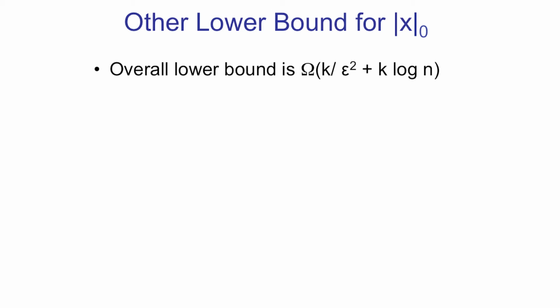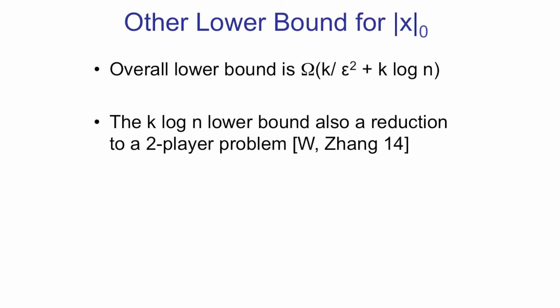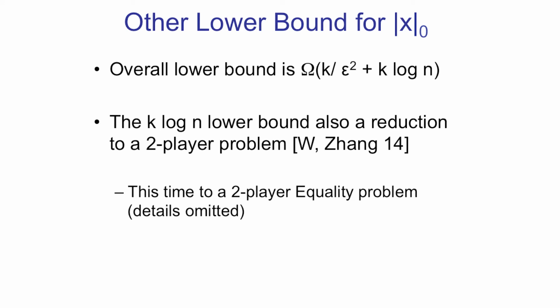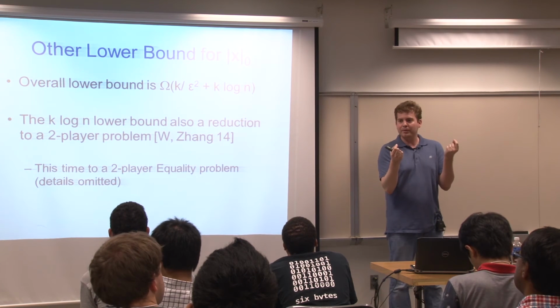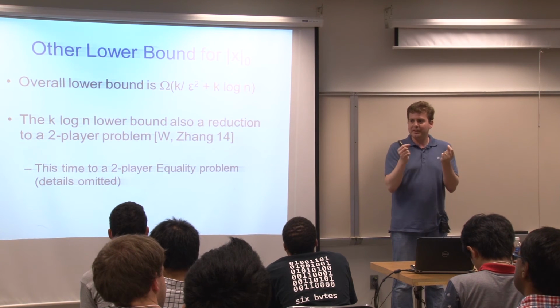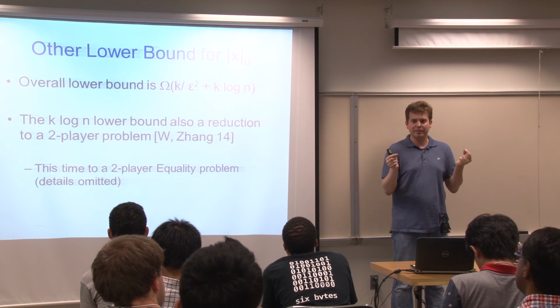Let me just wrap up. The overall lower bound is k over epsilon squared plus k log n. I didn't describe the k log n, but it also is a reduction from a two-player problem. This time it's a reduction to a two-player equality problem. Two-player equality in the private coin model, the model we've been discussing, requires log n bits of communication.